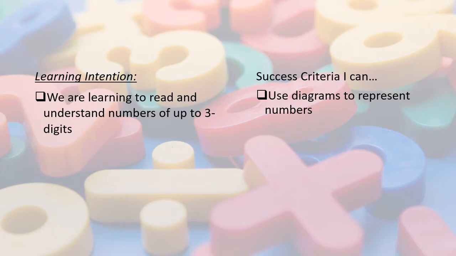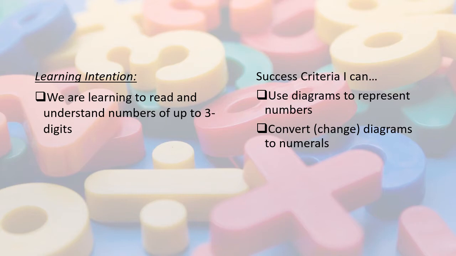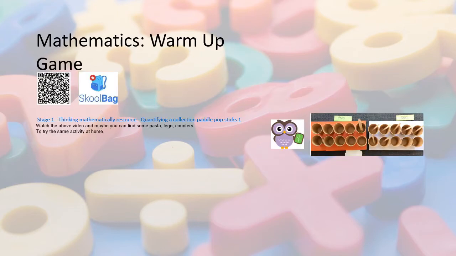First of all, I have to be able to use diagrams to represent numbers. Then I need to convert, which means change, the diagrams into numerals. Numerals means numbers. And then I have to use place value. Now, using place value to read my numbers, that's our really important skill for today.